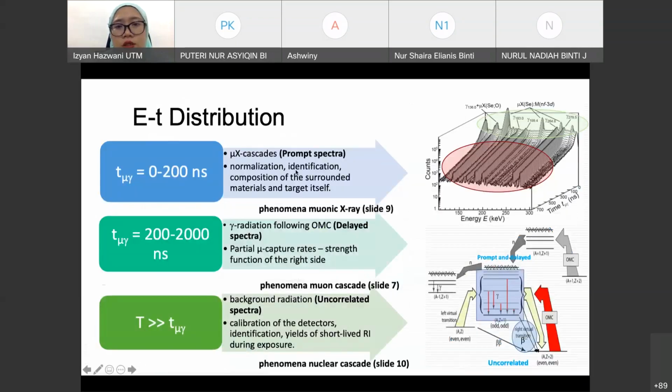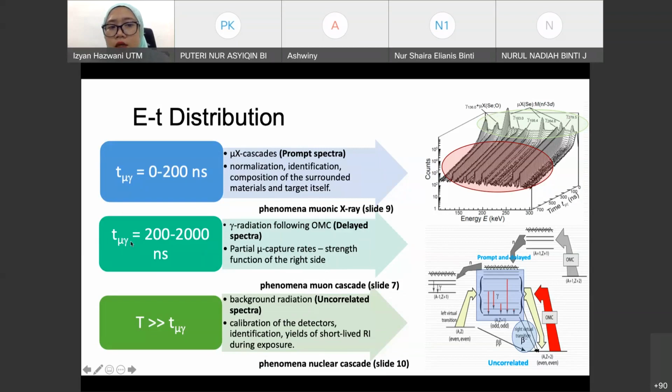Okay, so this is one kind of reaction that we obtain using the selenium target. Here we have time from 0 to around 800 nanoseconds. The time for the muon from 0 to 200 nanoseconds is the region where we can observe the muonic X-ray cascade. It comes from the normalization and identification for the target, its surroundings and itself. You can see the region surrounded by green is the muonic X-ray region.